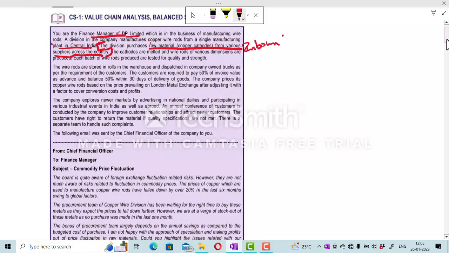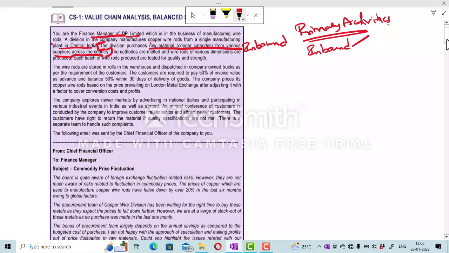Don't write inbound logistics directly. First write what the primary activities are: the activities which cover everything from purchasing raw material to production and sale of finished goods. All the activities are covered under primary activities. In that we have inbound logistics first. What does inbound logistics cover?